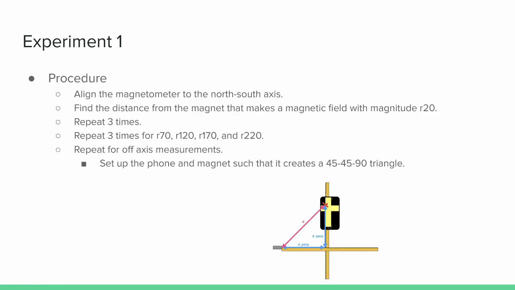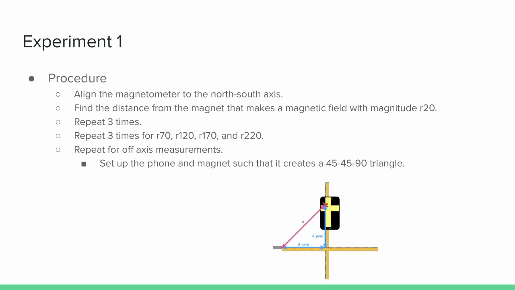The procedure involves aligning the magnetometer to the north-south axis, finding the distance from the magnet that makes a magnetic field with a magnitude of R20, and repeating this 3 times to make sure the values are consistent. We then repeat this procedure 3 times for magnetic fields with magnitudes R70, R120, R170, and R220.